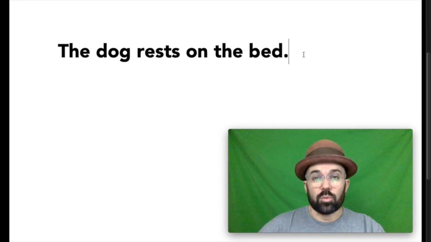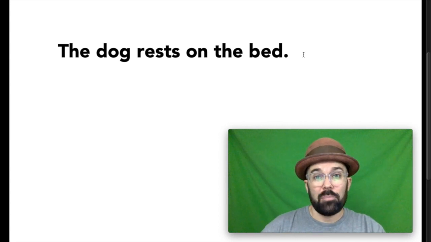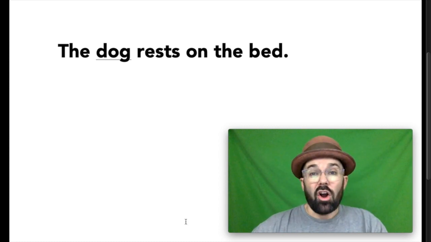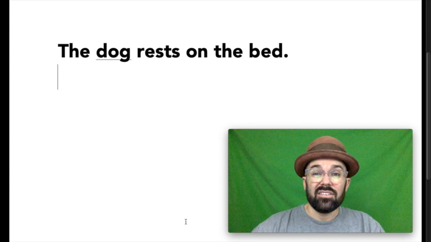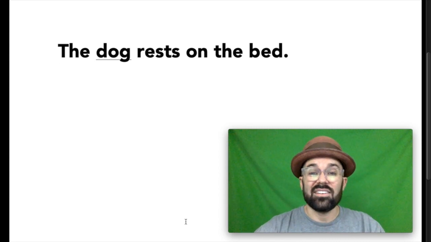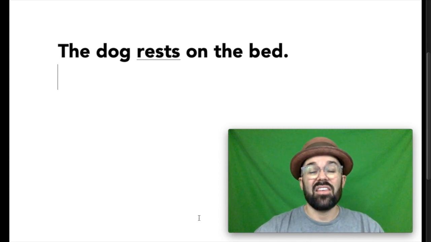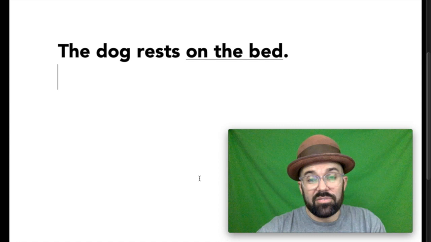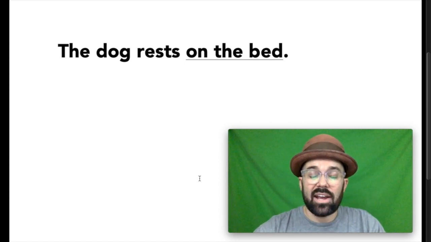The dog rests on the bed. In this sentence, we have one prepositional phrase, on the bed. On is a preposition, and bed is the object of that preposition. Dog is the subject of that sentence, what the sentence is about. Rests is the verb in the sentence, or what the dog is doing. On the bed, like I said before, is the prepositional phrase.